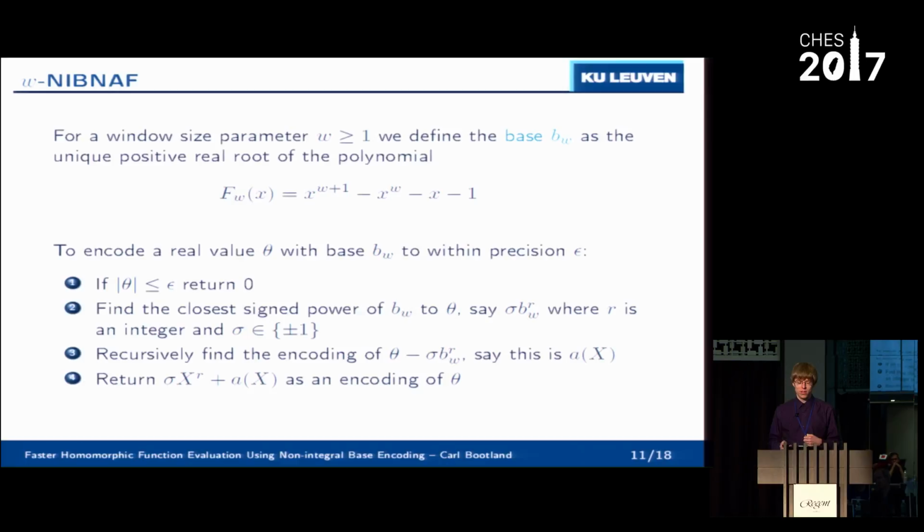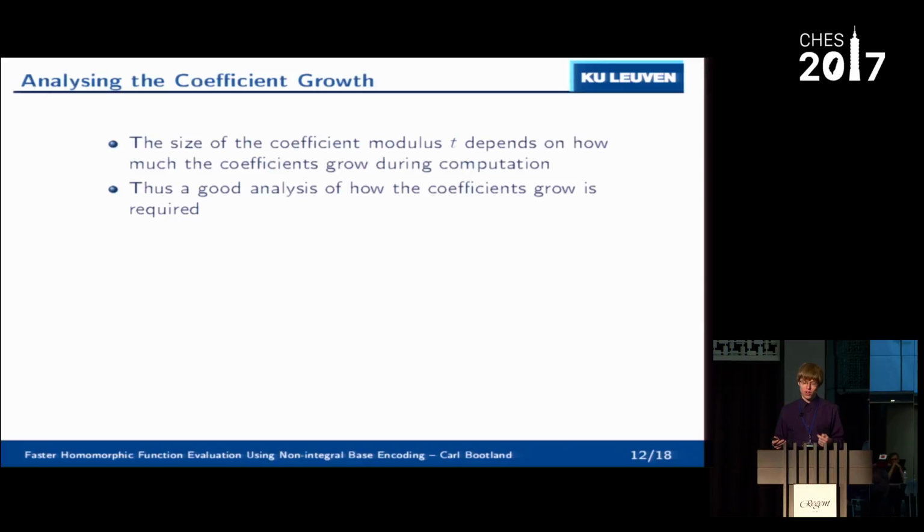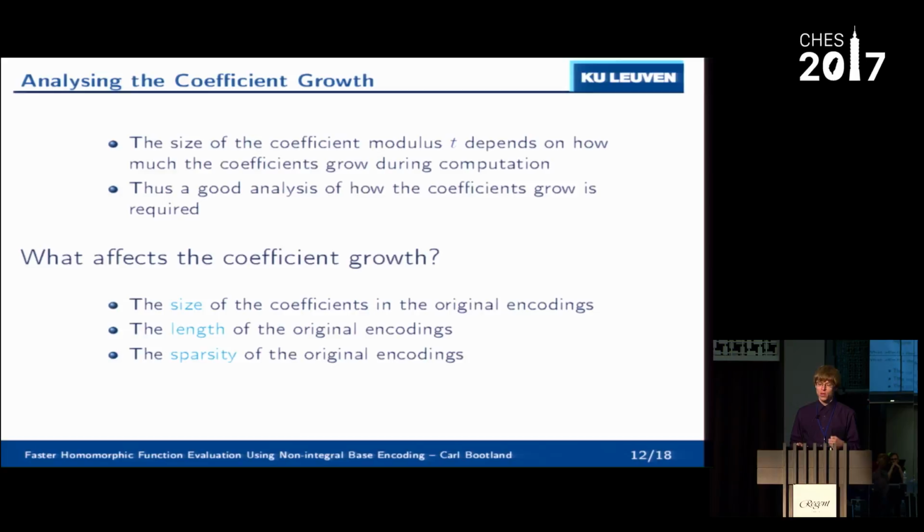So what we really want to do, of course, is perform some computations on our encodings. And when we perform such computations, the coefficients grow, and this limits the coefficient modulus we can take. And so we need a good analysis of how these coefficients grow so that we can choose a good value for t, the coefficient modulus. So what are the things that actually affect the coefficient growth? Well, firstly, the size of the coefficients in the original encodings, but this is already minimal for us. The length of the encodings also plays a role in multiplication. So the longer the encoding, the more summands you sum over in the multiplication. And so this could give larger coefficients, which is why we need the third condition that the encodings are sparse as well. And this is what our parameter W does.